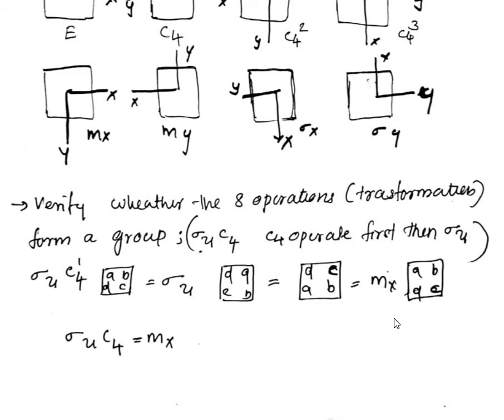This is nothing but mx acting on a b c d. We just look at what happened with mx acting. mx acting on a b c d means here this x is in this direction, then a b and d c are interchanged. You will get d c here, a b here. So this is a kind of sigma u c4 dash. So sigma u c4 dash can be written as c4 1 can be written as mx. So these operations obey the closure property.